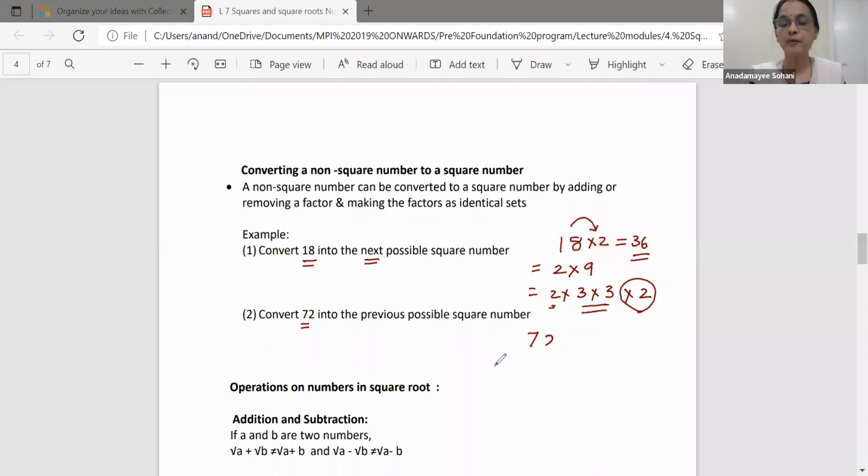If I prime factorize 72, I will get 2 into 2. Again, someone is requesting remote control. What is this happening? Who's playing this mischief?